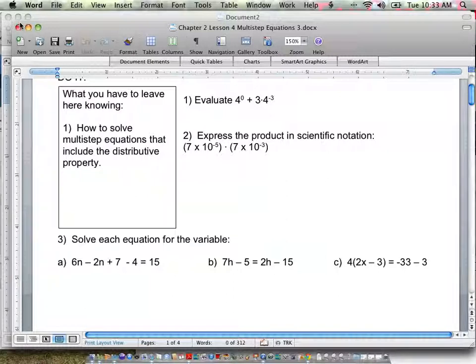What do we have to learn today? How to solve multi-step equations that include the distributive property. If someone walks in the room and says to you, what are you supposed to learn today? Where do you always find that? Top left corner, in the box. Sometimes it's top left, sometimes top right.